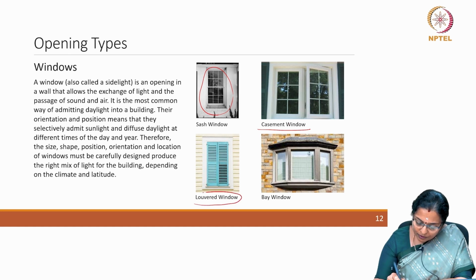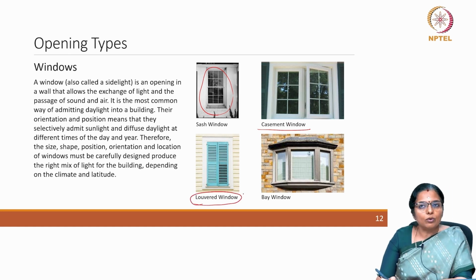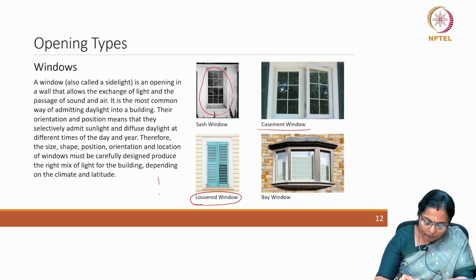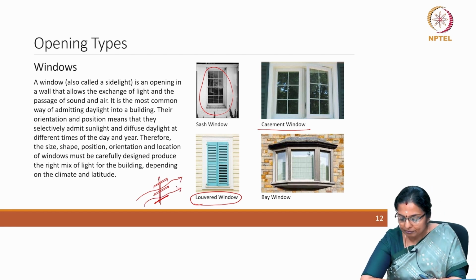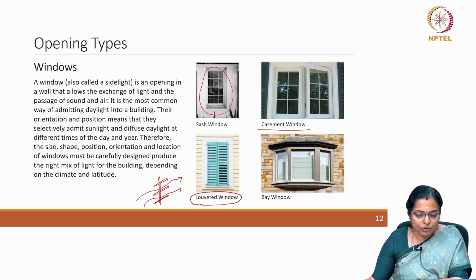Then there are louvered windows. Louvered windows are very useful and helpful in directing the breeze inside the room. So, we can tilt the louvers to ensure proper ventilation. Then you have the bay window, which is a window that protrudes out of the wall. These are the major types of openings that are used in our part of the world.